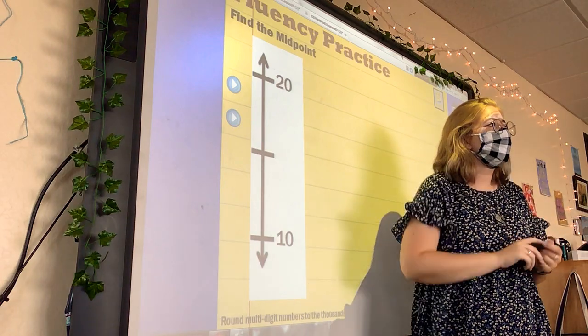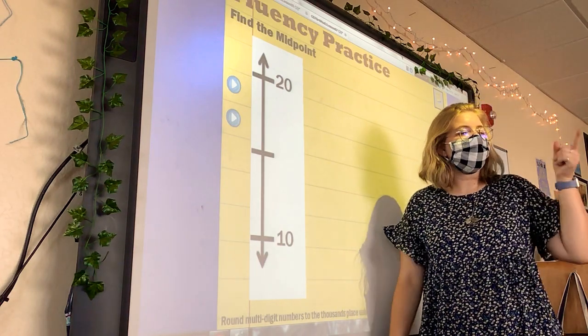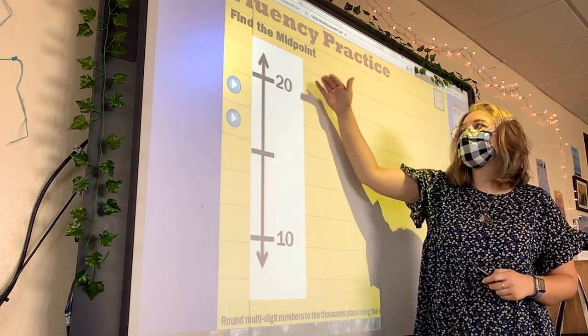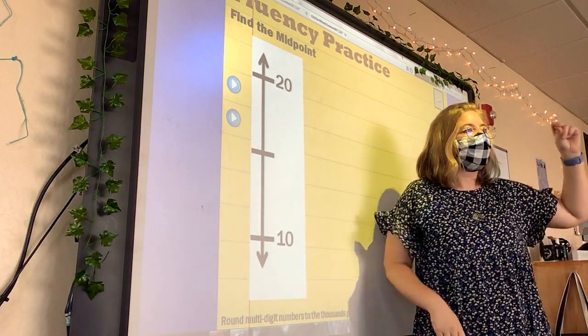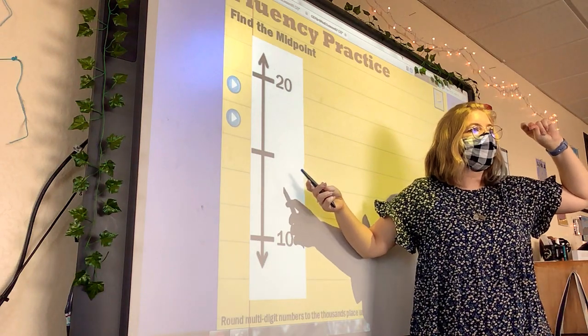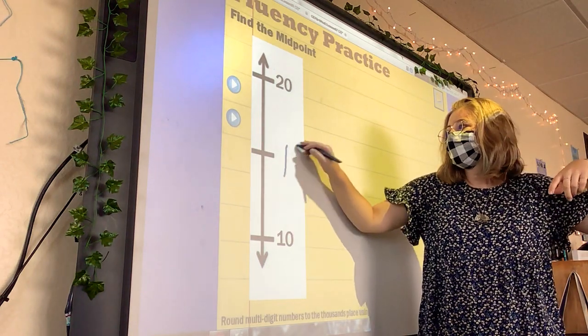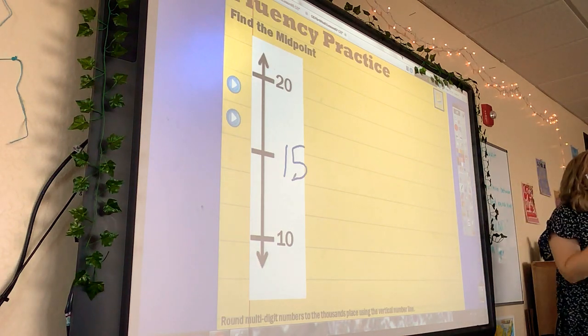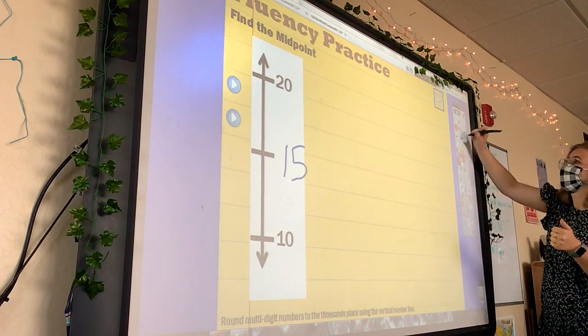What did we say the midpoint between 1 and 10 was? Go. 5. Good. So between 10 and 20, think about what the midpoint is. Don't tell me. Think about what it is. Go. 15. You are right. It is 15. Okay? So if you can remember how to do that, you're going to be in good shape today.